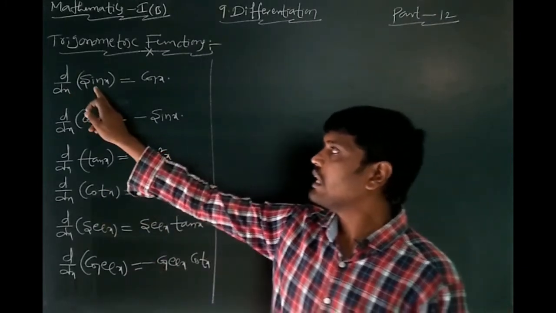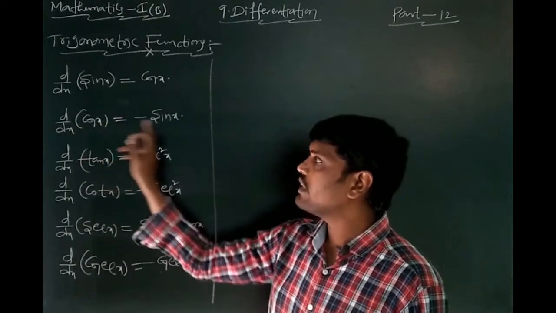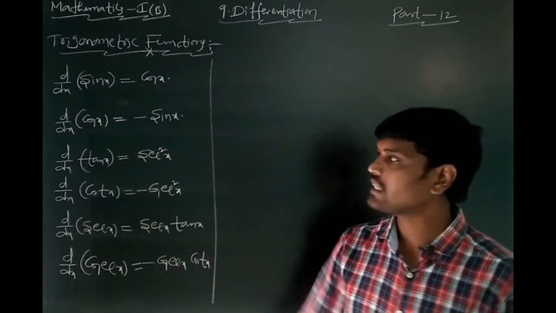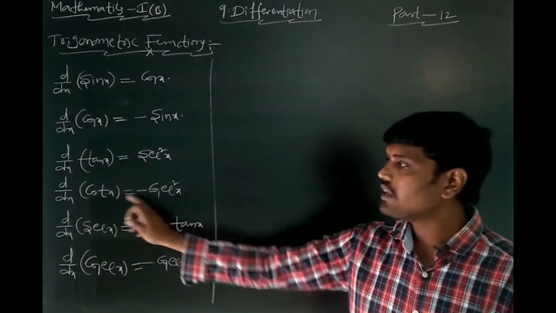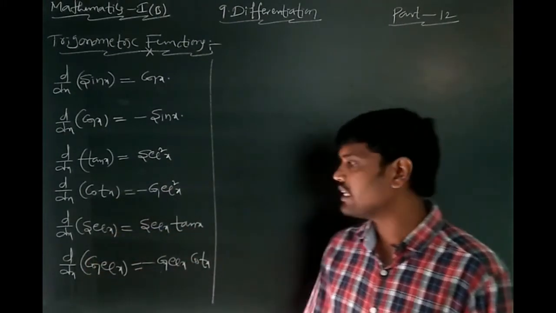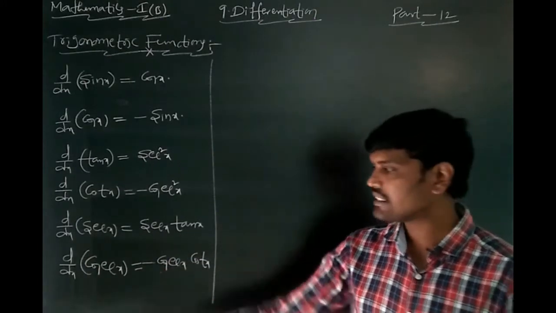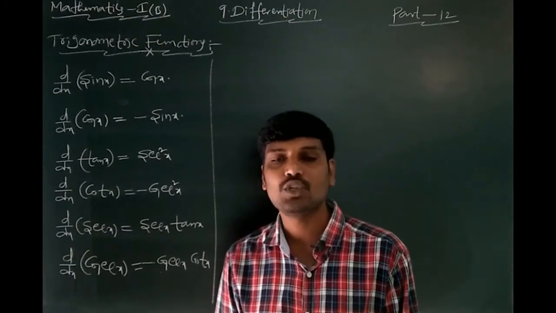First formula, the derivative of sin x is cos x. Next formula, the derivative of cos x is minus sin x. The derivative of tan x is secant square x. The derivative of cot x is minus cosecant square x. The derivative of secant x is secant x into tan x. The derivative of cosecant x is minus cosecant x into cot x.